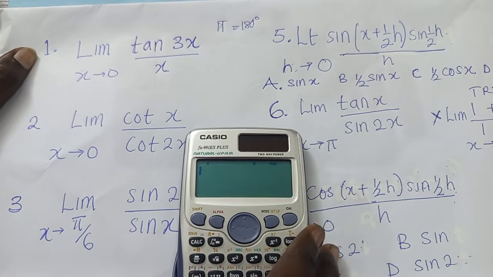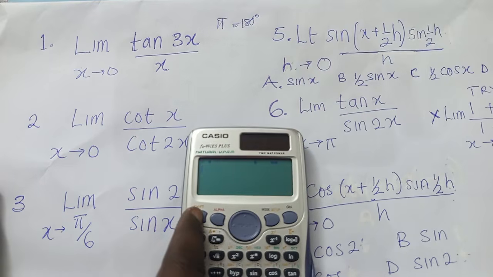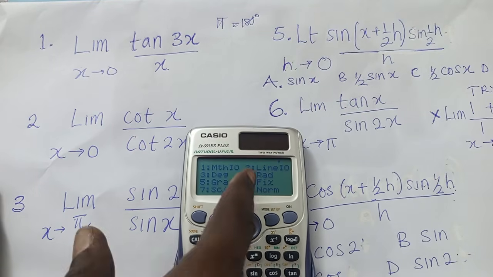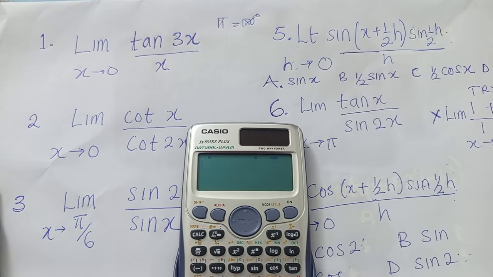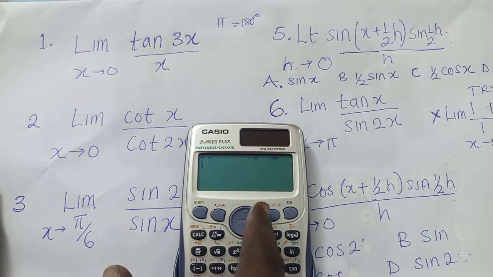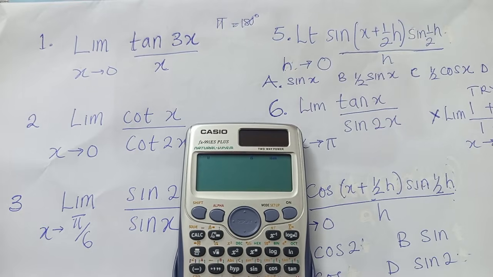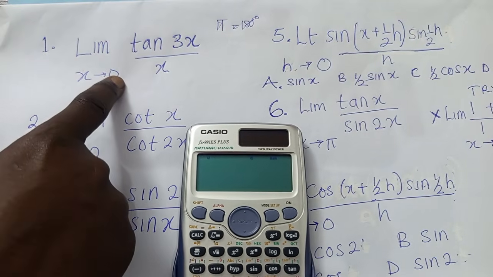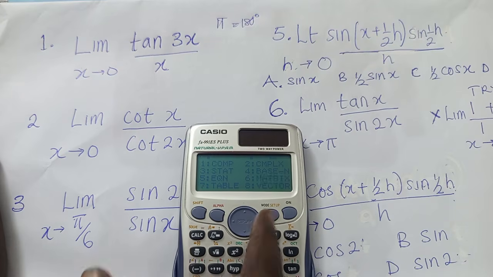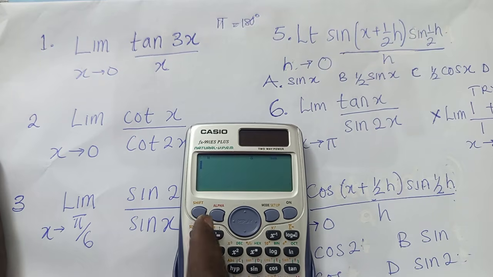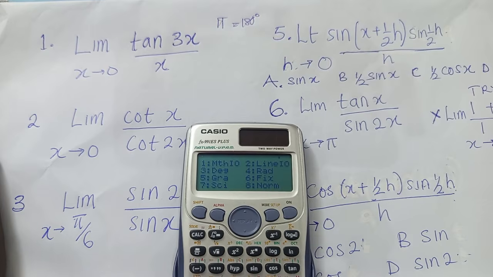To convert your calculator to radian, you press shift mode, then number 4. To convert to degree, you press shift mode, then number 3. But for this question, we want to take it to radian, because the value is very small. So shift mode, number 4.